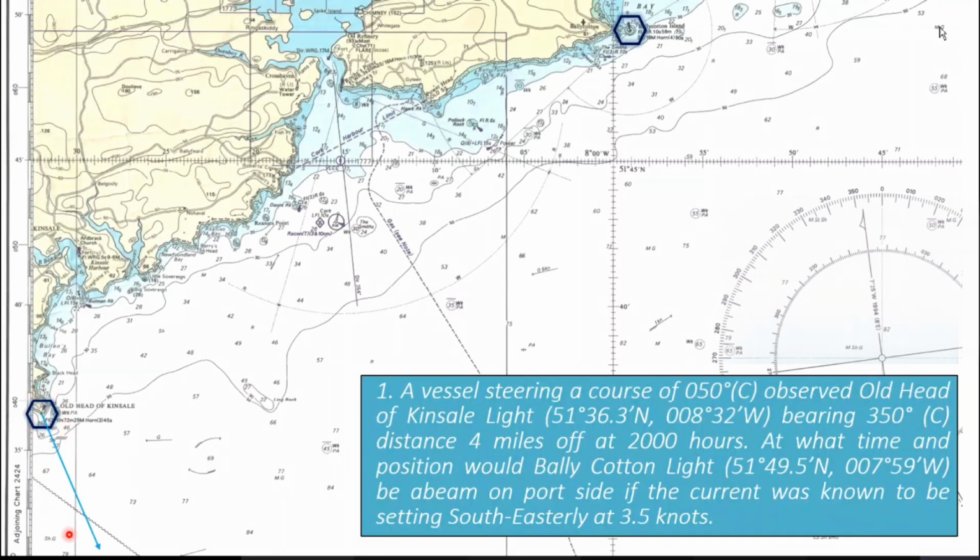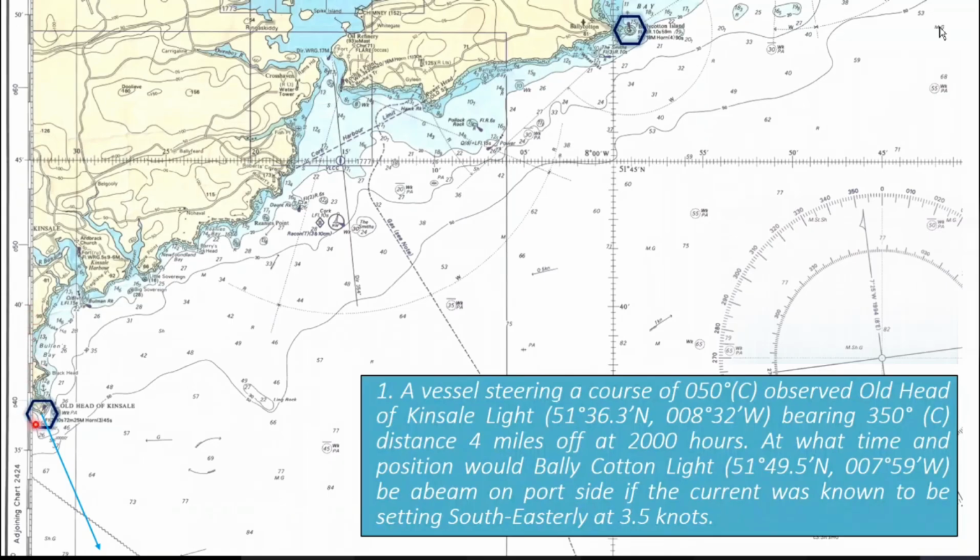You can see the true bearing plotted on the chart. So this is our first position line at 2000 hours. Now they have given us that the vessel is at a distance of 4 miles from this lighthouse. So we open up our compass, a distance of 4 miles from the latitude scale.